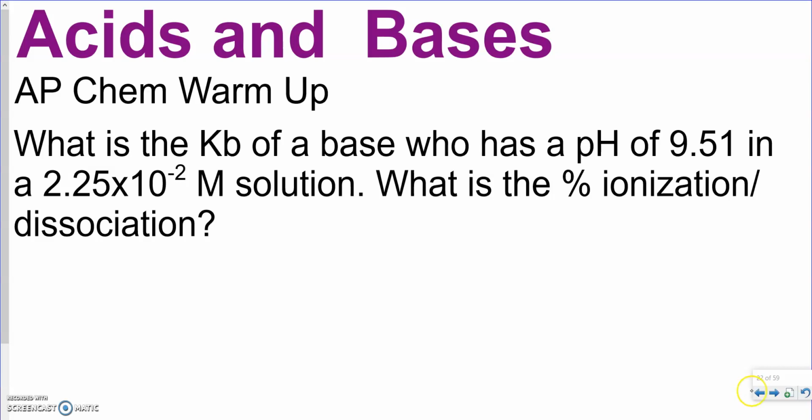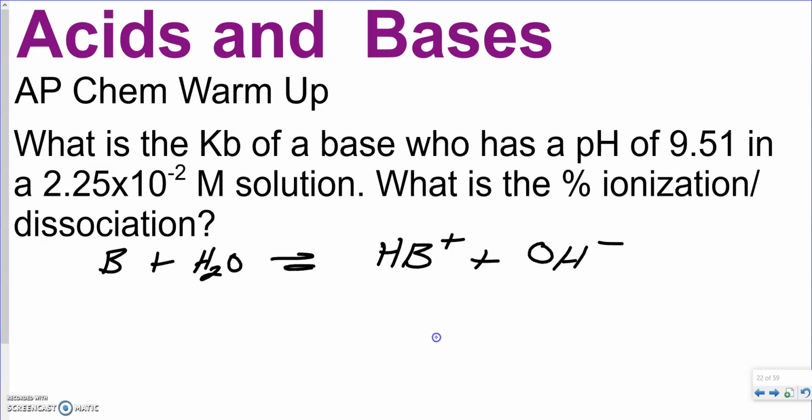In this case, notice we're not really given an actual substance, and that's okay. It doesn't really matter what the substance is. It's just some type of base, so I'm just going to call it B. We're reacting with water. What does a base do? It steals the hydrogen, so we end up with HB plus and hydroxide, OH minus. From there, we set up our ICE table, I, C, E, and that should always be the first step, to set up your ICE table.